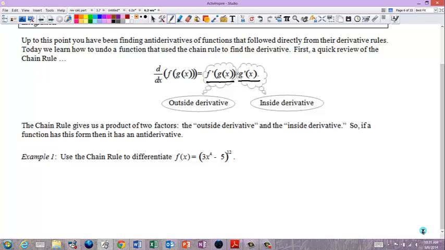It says use the chain rule to differentiate this. This is my inside function, and then the 12th is my outside function. So I would do 12, leave the inside alone, to the 11th times the derivative of the inside, which would be 12x to the third. I took the derivative of the outside multiplied by the derivative of the inside.